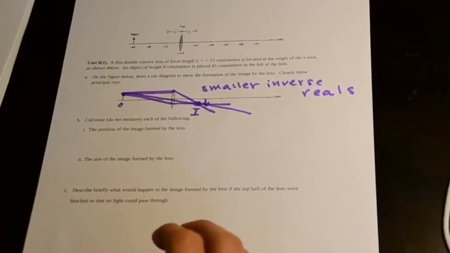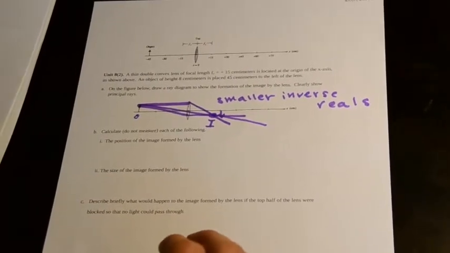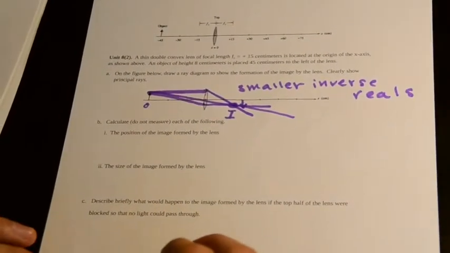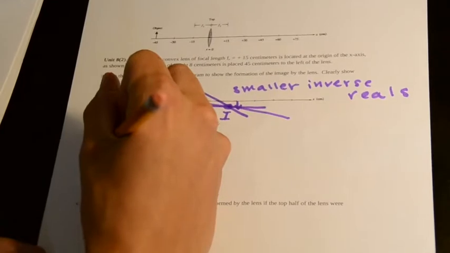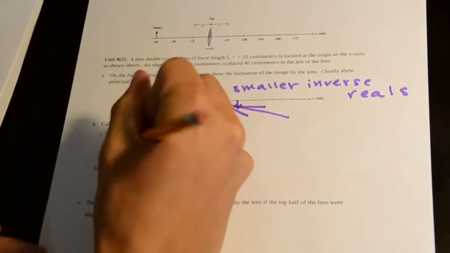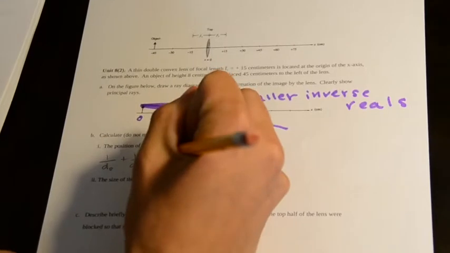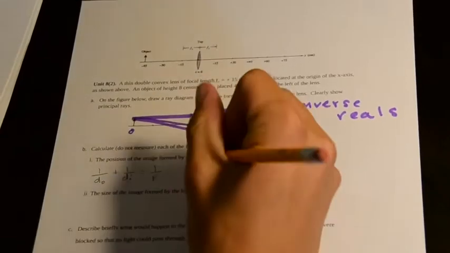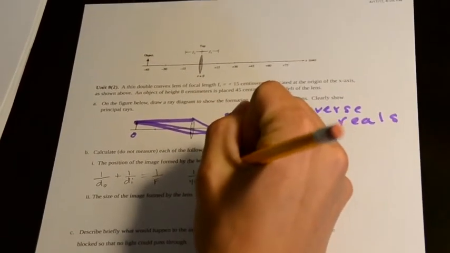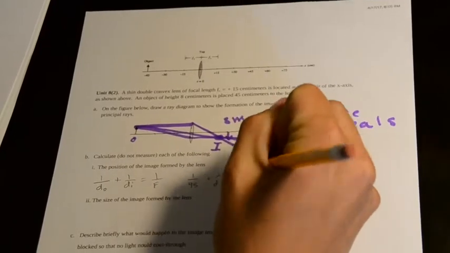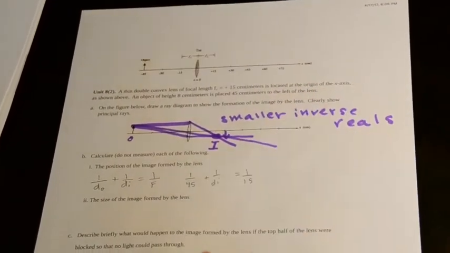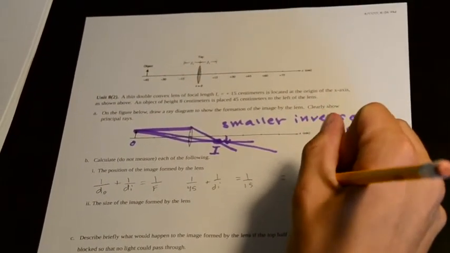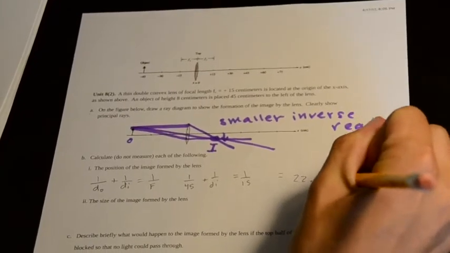So for letter B, it says calculate, do not measure, each of the following. The position of the image formed by the lens is di, that is what you're trying to find. So we're going to use this formula, which is 1 over do plus 1 over di, what you're trying to find, equals 1 over f, which is the focal length. So you do 1 over 45 plus 1 over di equals 1 over 15. Then solve the equation for di, which is di equals 22.5 centimeters.